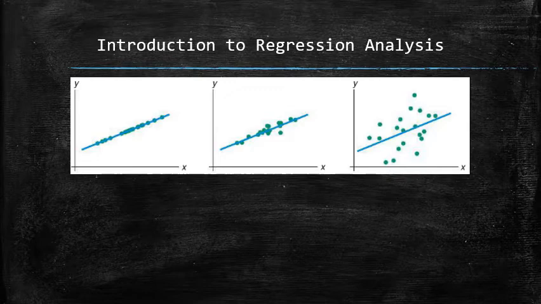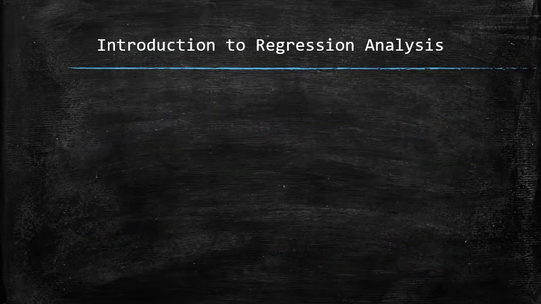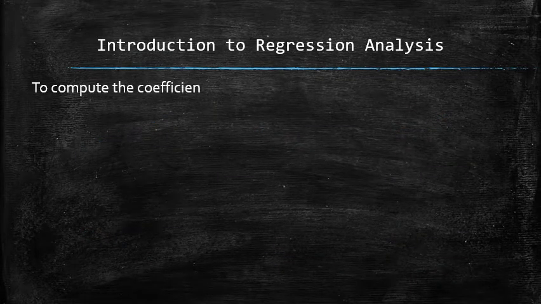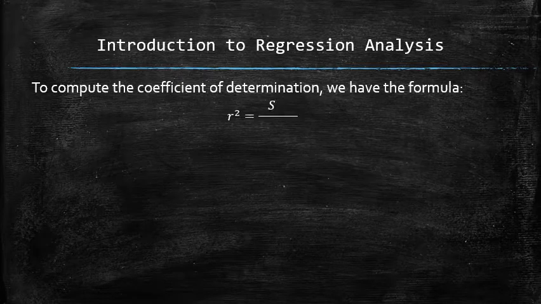Here's another example of such behavior. This means that some datasets have stronger, more obvious linear relations than others. To determine how strong the linear relation is between the two variables, we introduce the coefficient of determination r squared. To compute the coefficient of determination r squared, we have the following formula.